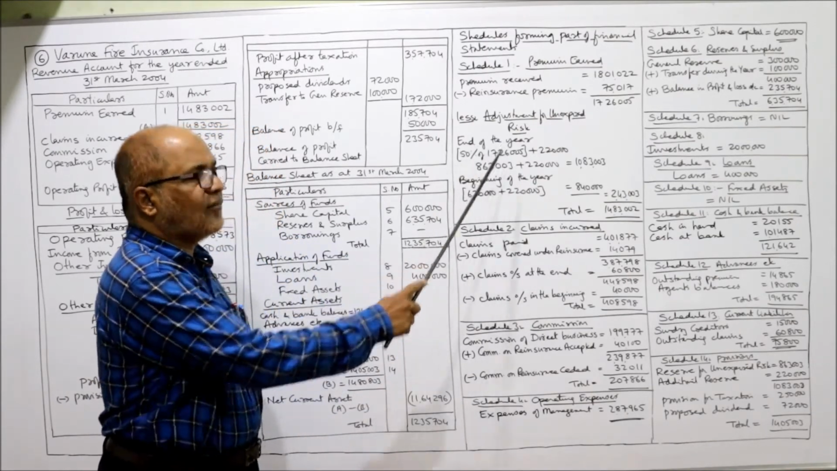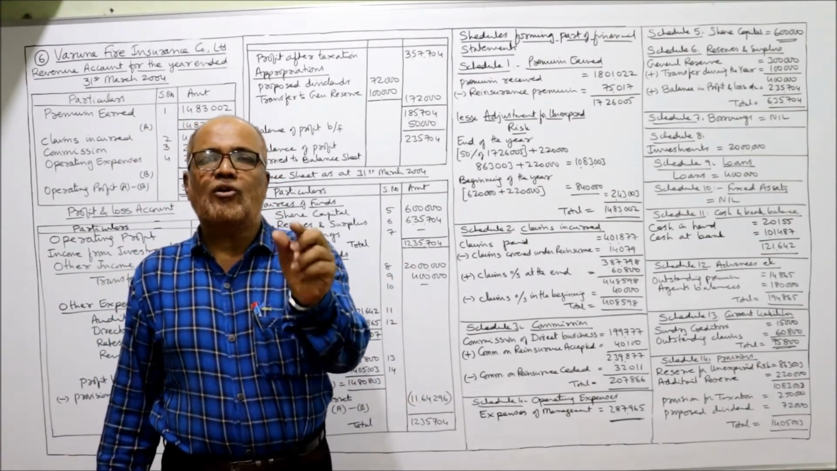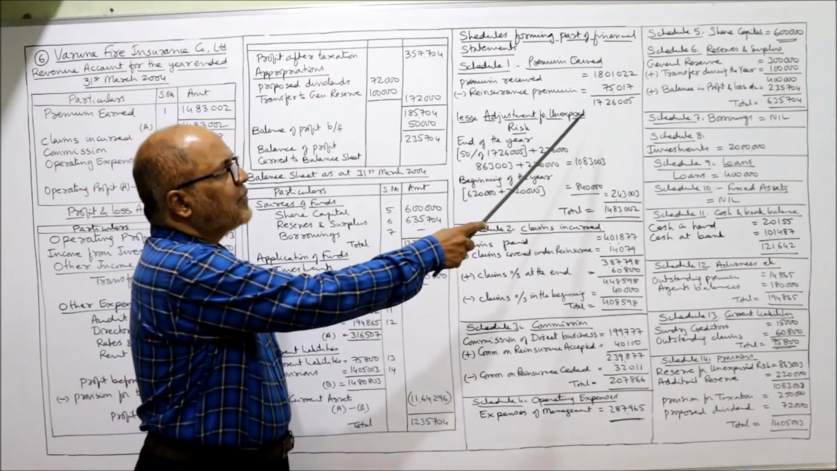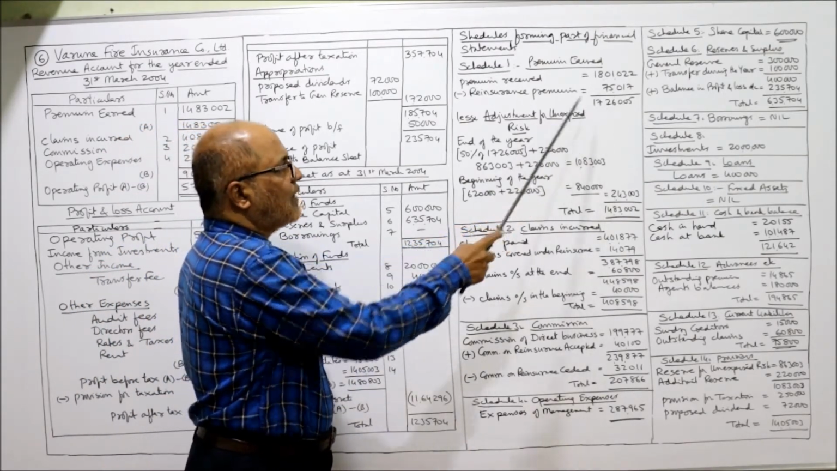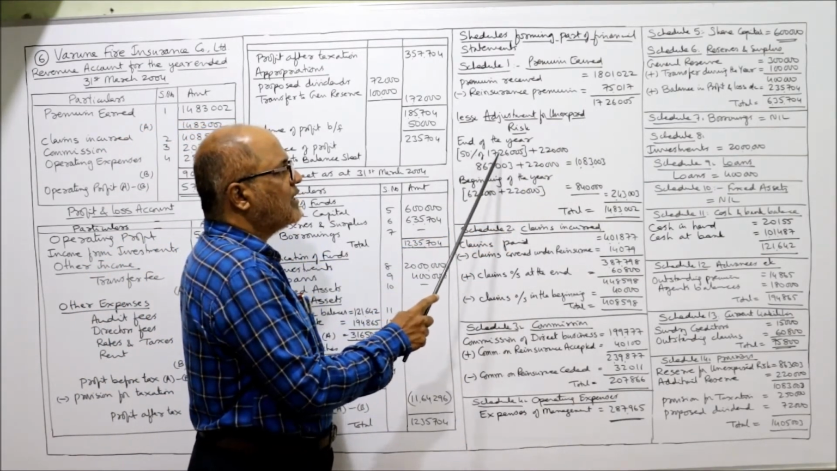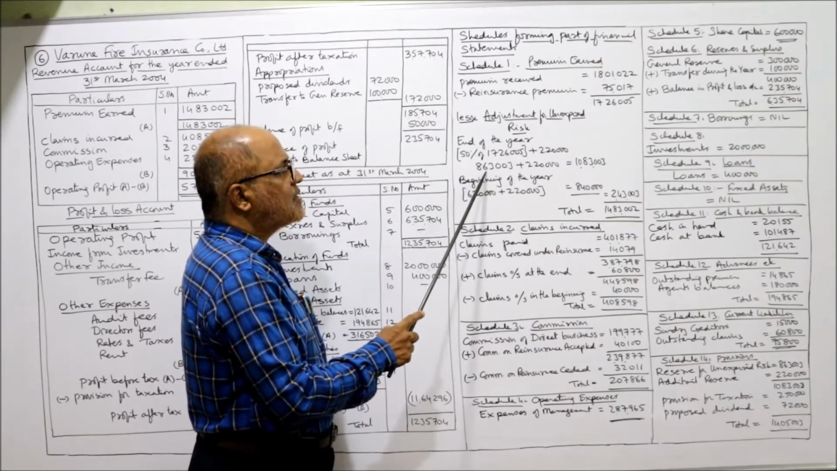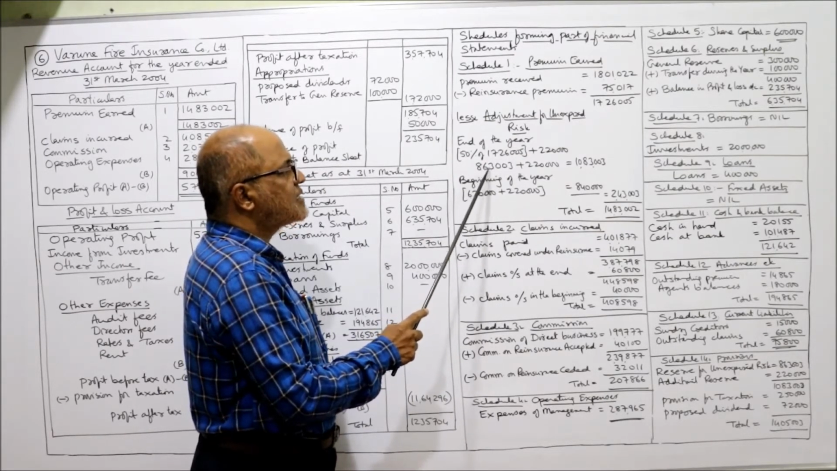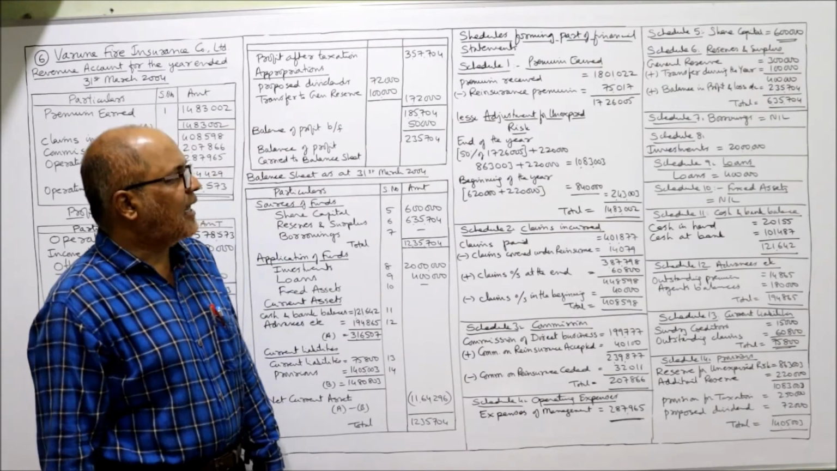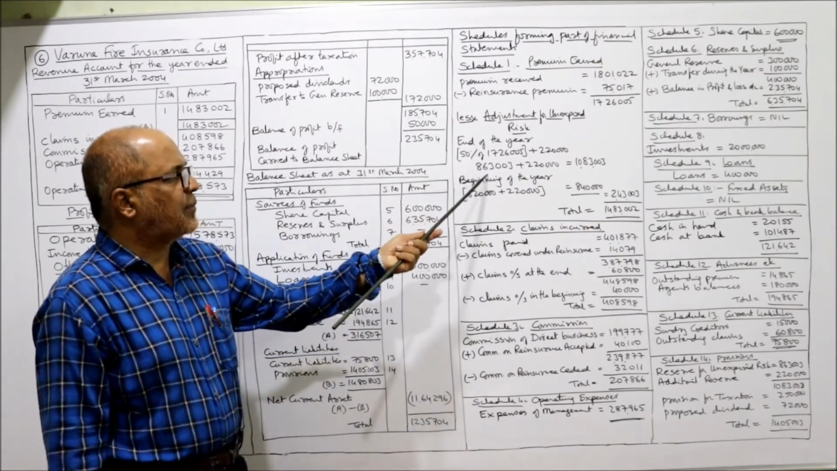First we calculate the end of the year: 50% of net premium. How much is the net premium? 17,27,005. So 50% of 17,26,005 you will get 86,300. This is the 50%.